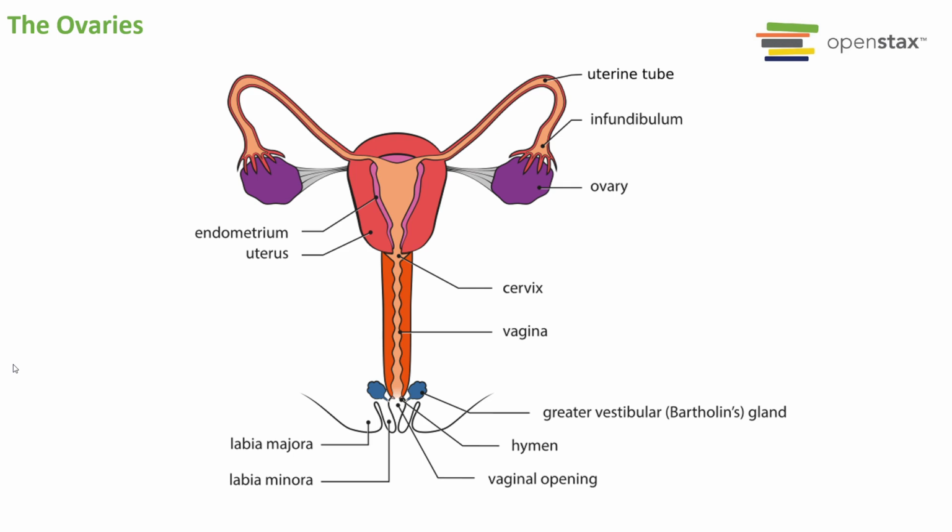The main function is to produce ova, or the female gametes, through oogenesis, and that is the process that results in the formation of a mature egg. The ovaries are also responsible for secreting female sex hormones, including estrogen and progesterone. As a result, this helps to regulate the female reproductive function.